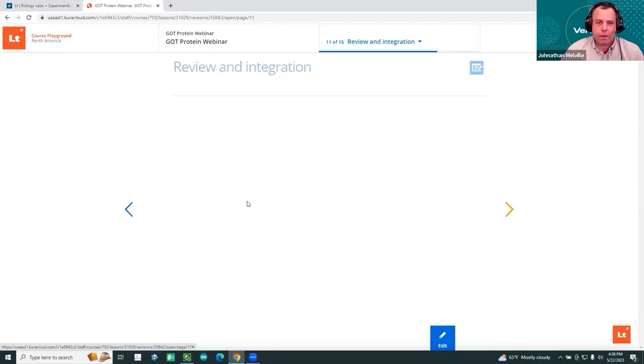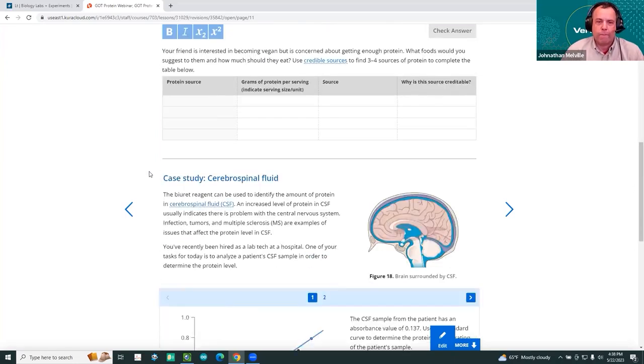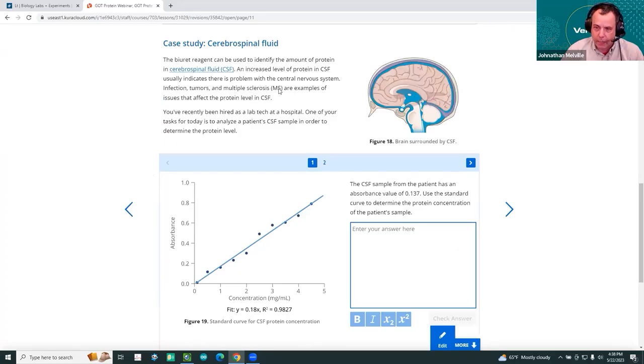But one of the things that I really wanted to show you as well is there's this really nice review and integration piece that exists in LT, where students review what they've done, why, and there's even this really cool case study that I just wanted to bring up. And this is something that is not in the Got Protein Kit and not in the book that I wrote for Vernier. There's a really cool case study on cerebral spinal fluid.